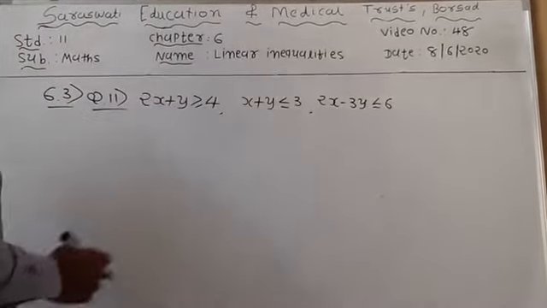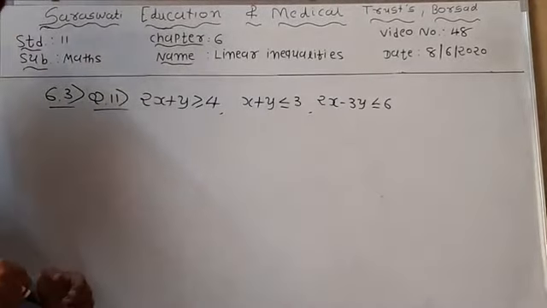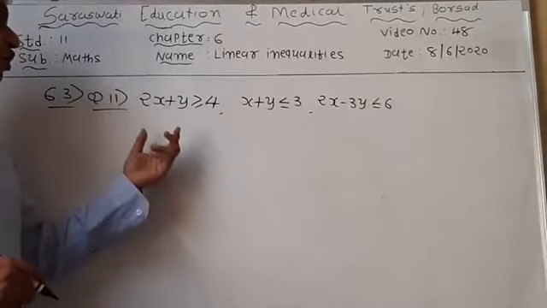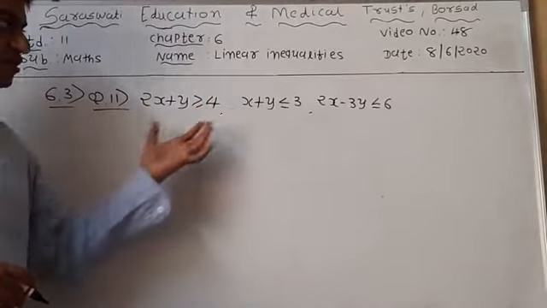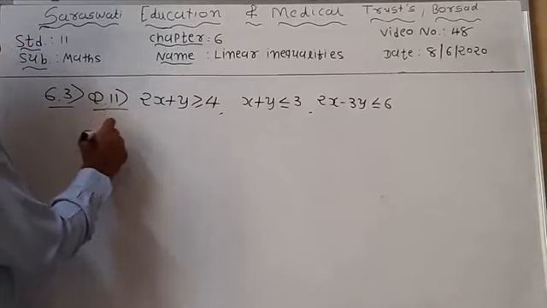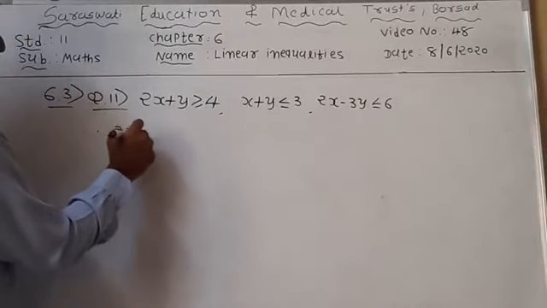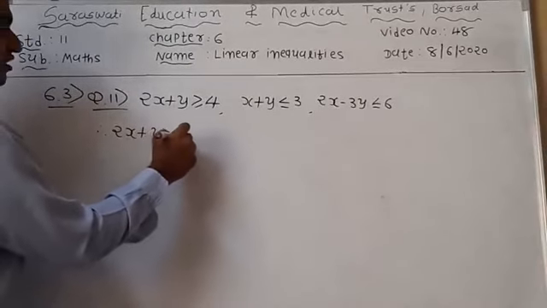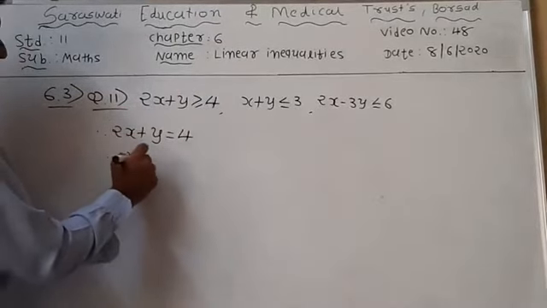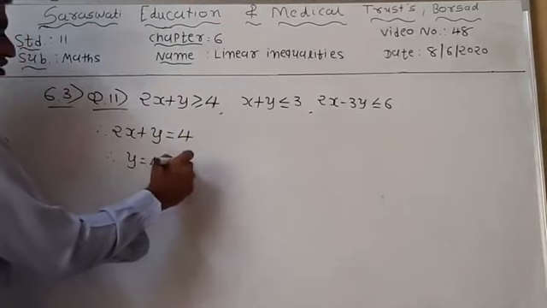Now, in this question, a total of 3 inequalities are given. First of all, solve all these 3 equations, find out the values of x and y in all 3 equations, and then draw the graph. First of all, where greater than or equal to is present, convert it into equal to form. So 2x plus y is equal to 4. Writing 2x on the opposite side, y is equal to 4 minus 2x.